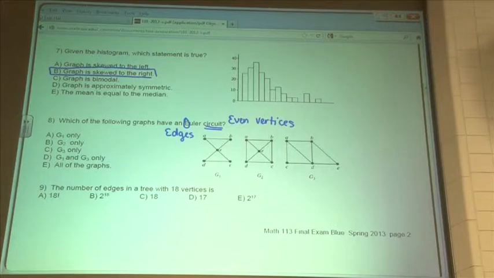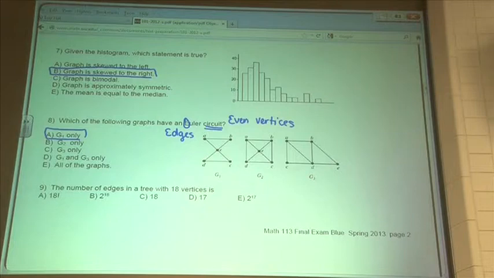Okay? So, take a look at your graphs. Which graphs have only even vertices? We know graph 1 does, for sure. How about G2? Second graph? Nope. Look at all your corners on graph 2. They're all odd. And graph 3, you can look at vertex A. That one's odd. It's already out of the game. So, number 8, the answer should be A, G1 only.